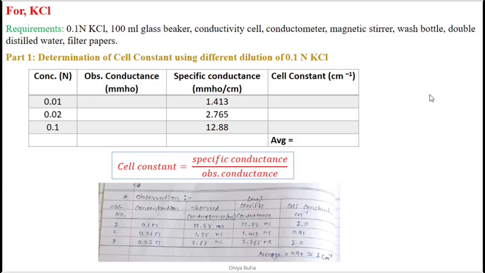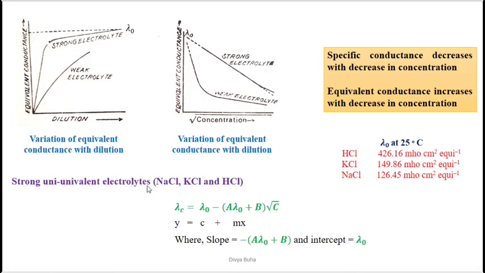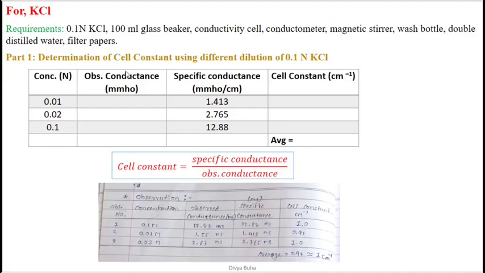As I told you, first of all you have to prepare a range of diluted solutions of KCl. Whichever strong univalent electrolyte you take, whether NaCl, KCl or HCl, whenever you are determining the cell constant, it always has to be determined by using KCl. So these are the three diluted solutions which are being prepared. Over here, observed conductance is the conductance which would be displayed on the screen when you measure the conductance of these three solutions.